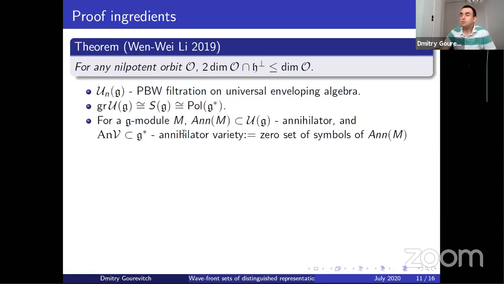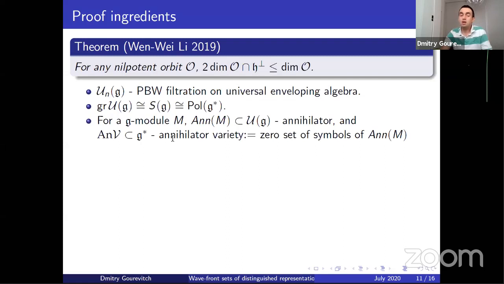Then we define an annihilator variety of any g-module in the following way. We first consider its annihilator in the universal enveloping algebra. That's a two-sided ideal. Then consider the symbols of all the elements in this ideal. So for every element of this ideal, there is its symbol. It's an element of the symmetric algebra. Consider the set of all such symbols. Symbol is a nonlinear map, so we're getting a set. Take its zero set. It will be a closed subset of g star, Zariski closed.